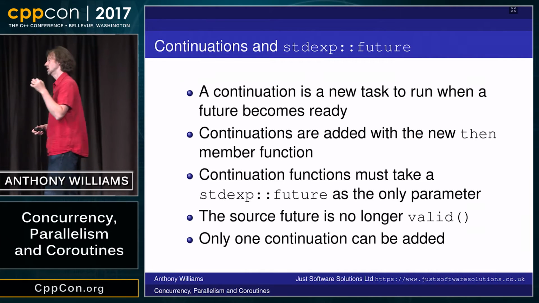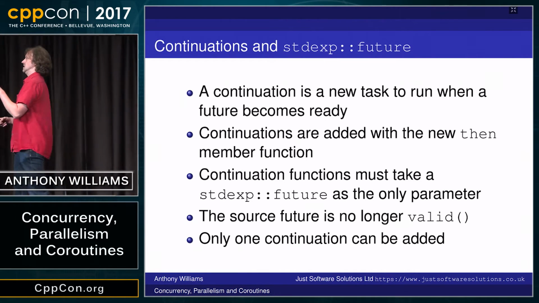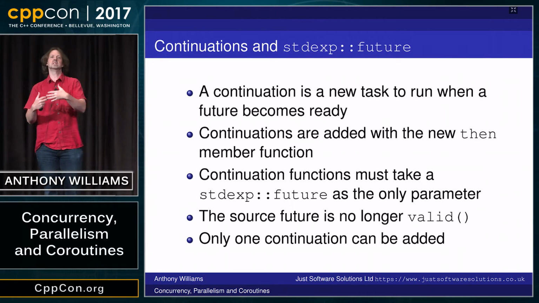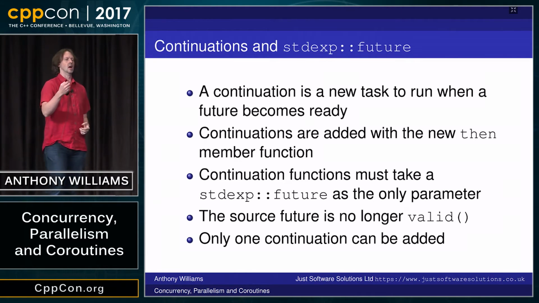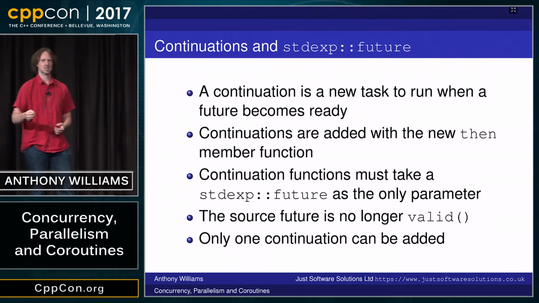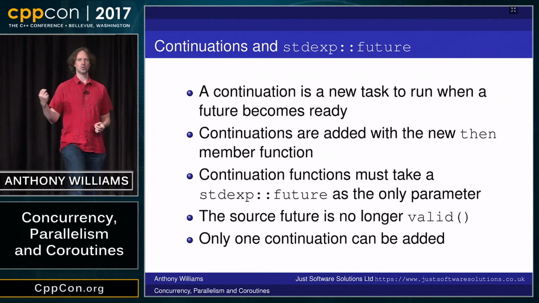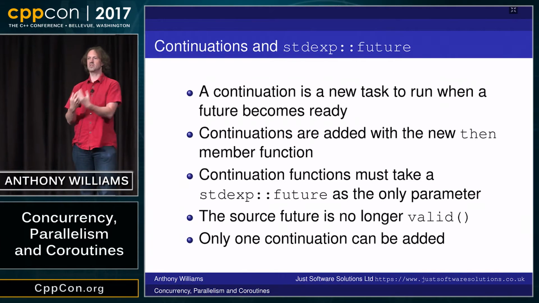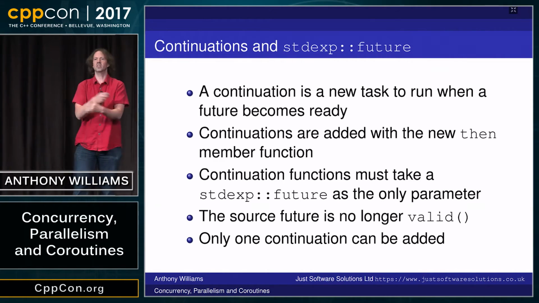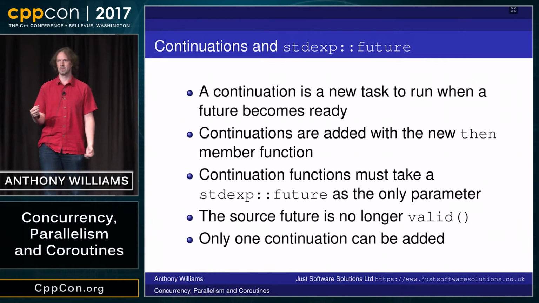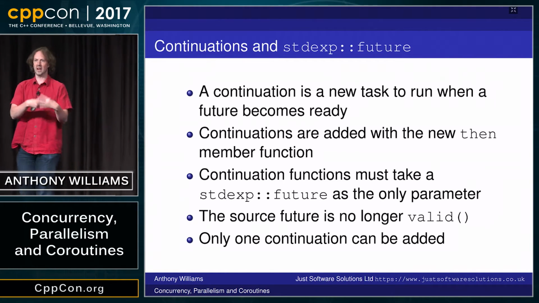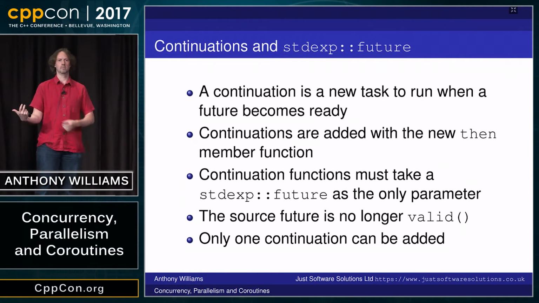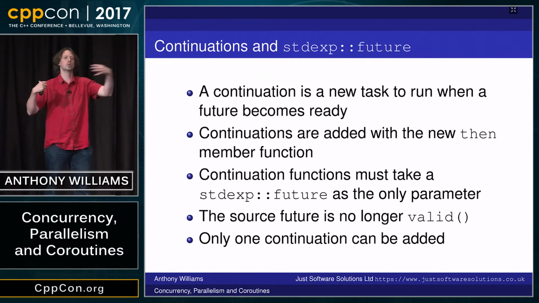Now, obviously, futures, as in directly standard future and therefore standard experimental future, which is based on the same, are one-shot things. So you can only use it once. You can only get the value out once. So if you specify a continuation, then you can't get the value out any other way. That value can now only be retrieved by the continuation. And so the source is no longer valid.